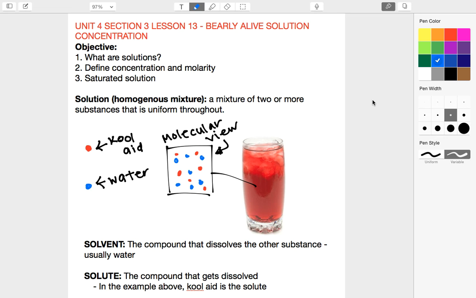All right, this is Unit 4, Section 3, Lesson 13, Solution Concentration. Basically, we're going to go over a couple of definitions, all related to solution, and then we're going to talk about how you calculate concentration within a solution using something called molarity. So first, a couple of definitions.